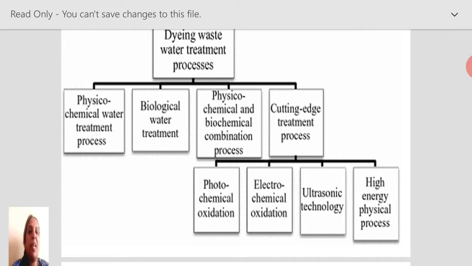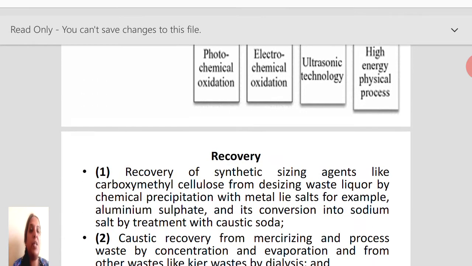So we can have physicochemical water treatment processes and biological water treatment processes, or a combination of these also can be done, and cutting edge treatment processes like photochemical oxidation, electrochemical oxidation, ultrasonic technology and high energy physical processes can also be used for the textile industries.